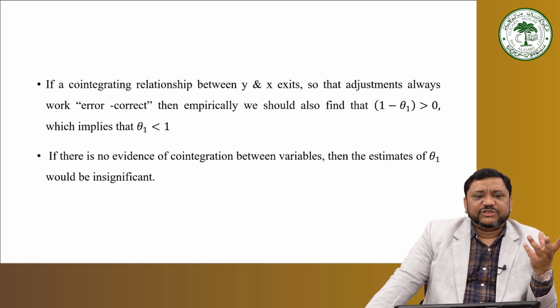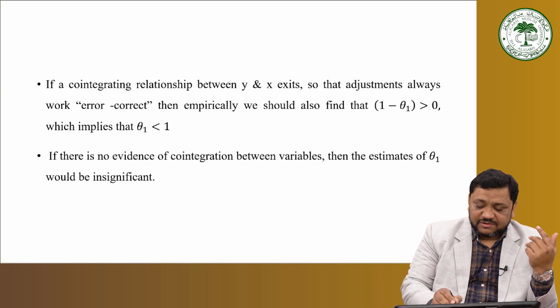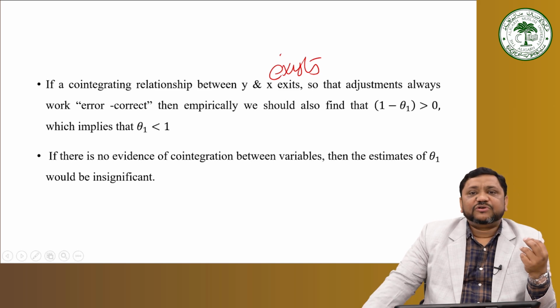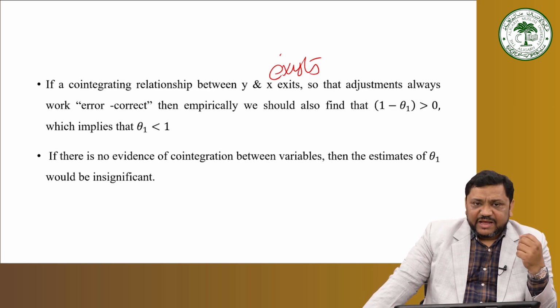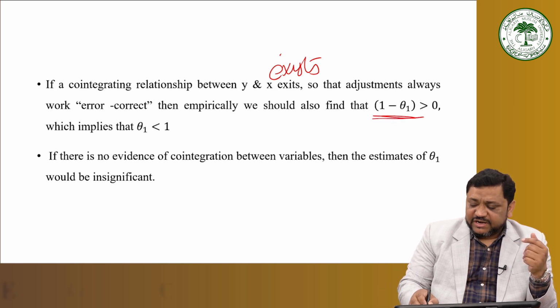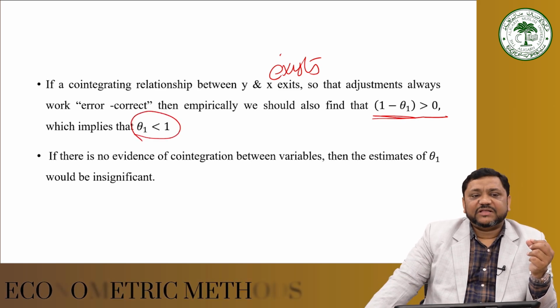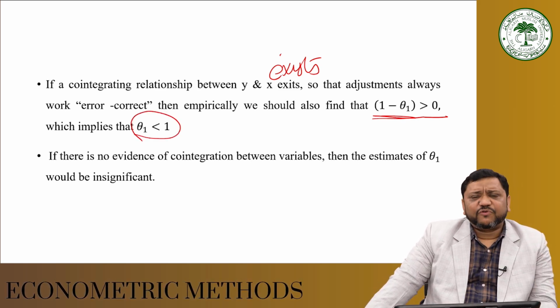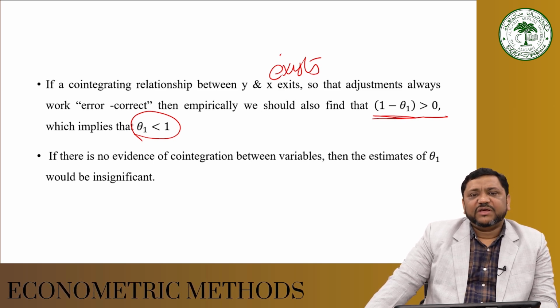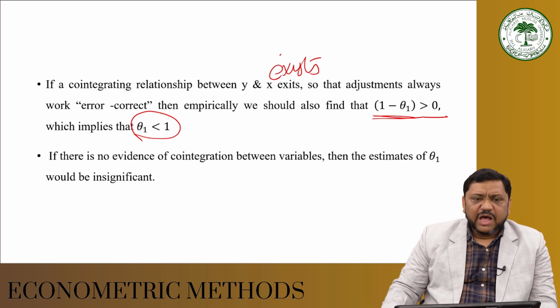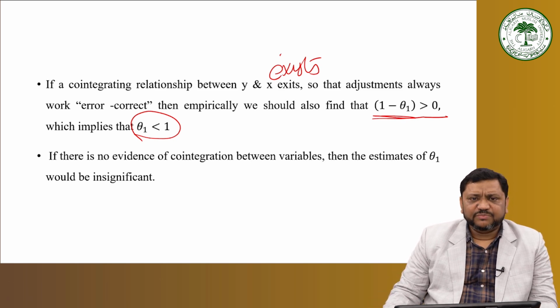So I am concluding with this: if a cointegrating relationship between y and x exists, so that the adjustment always works, then empirically we should also find 1 minus theta 1 greater than 0, which implies that theta 1 is less than 1. And if there is no evidence of cointegration between the variables, then the estimate of theta 1 would be insignificant. I hope this discussion of the error correction term is clear to you.